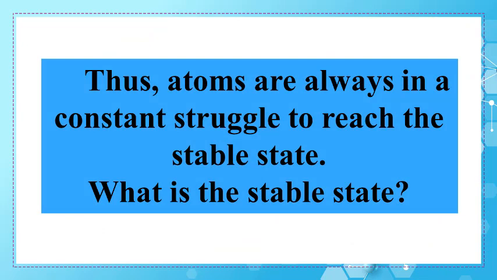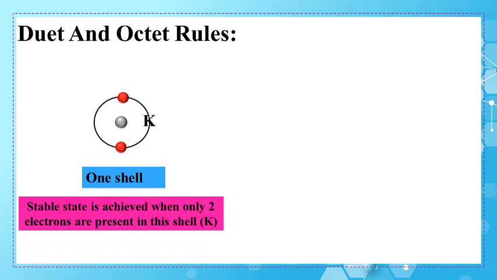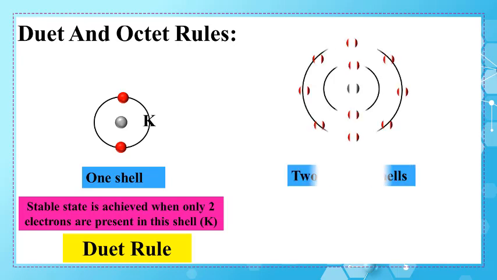Thus, atoms are always in a constant struggle to reach the stable state. But what is this stable state? When an atom contains only one shell, the stable state is achieved when only 2 electrons are present in this shell, which is the shell K, and this is called the duet rule.